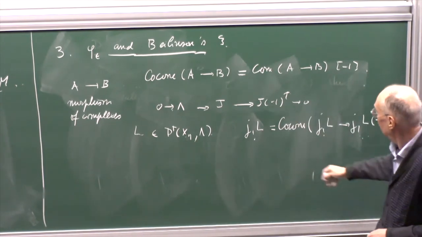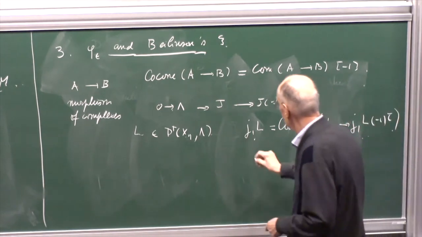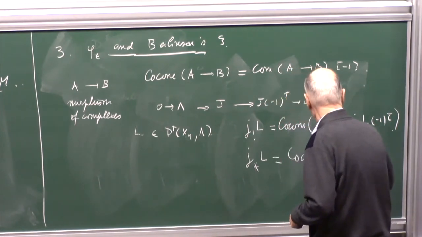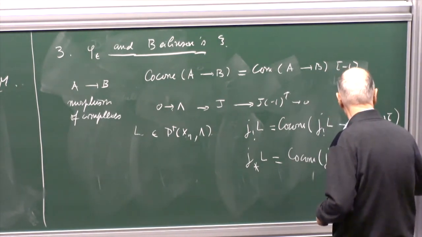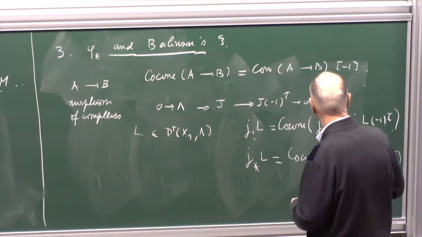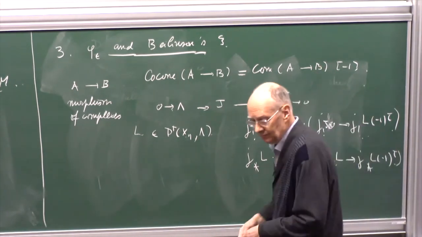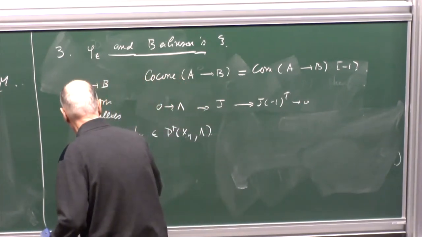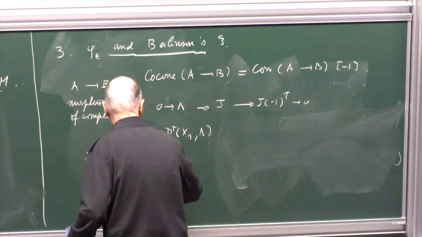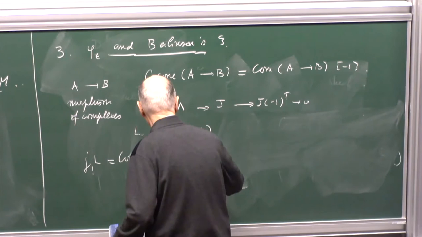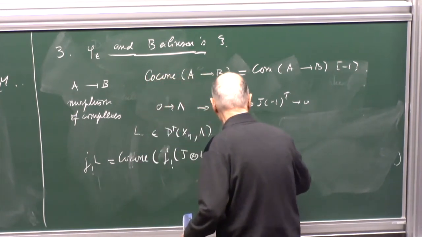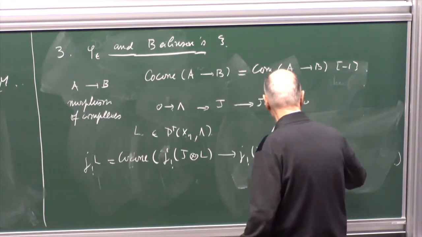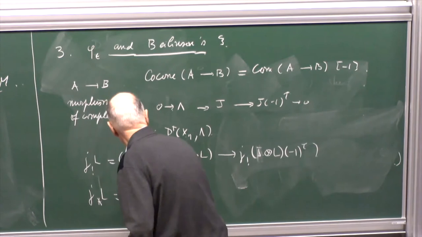j_!L to j_! j^* L(−1)(τ). You can tensor with L and you get a triangle. And similarly, j_*, by which I mean our j lower star, is the cocone of j_*L to j_*L(−1)(τ). Oh, sorry, I forgot the j. Write it. You get j_!L is the cocone of j_!j^*⊗L to j_*j^*⊗L, tensor (−1)(τ), and similarly for j_*L, the same.